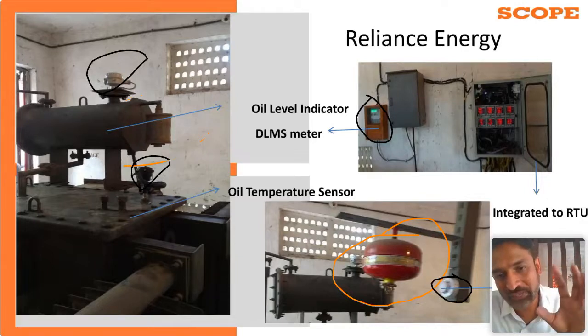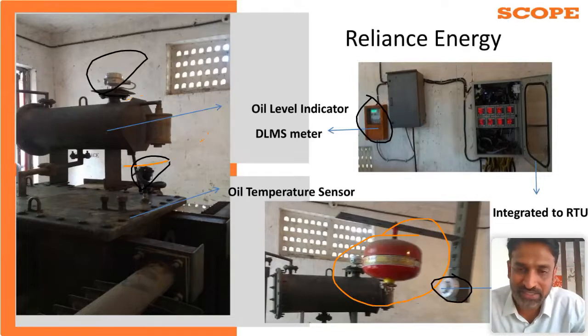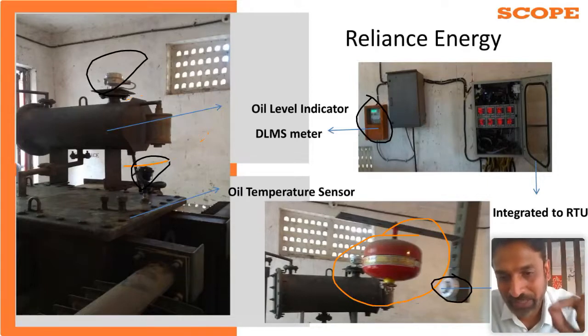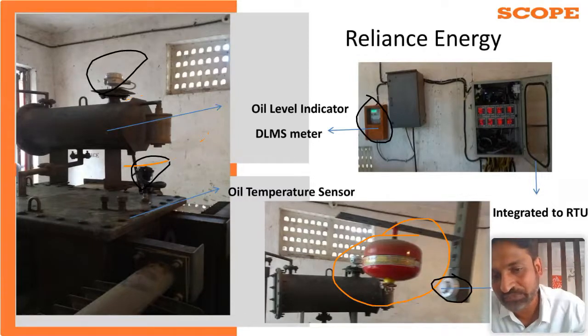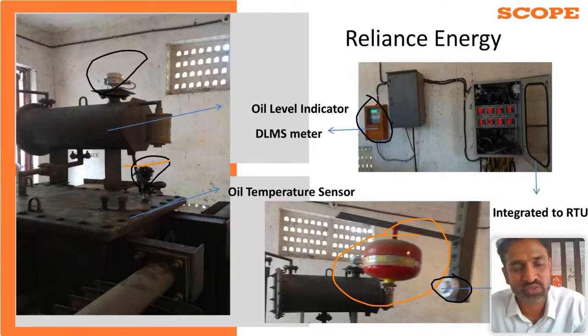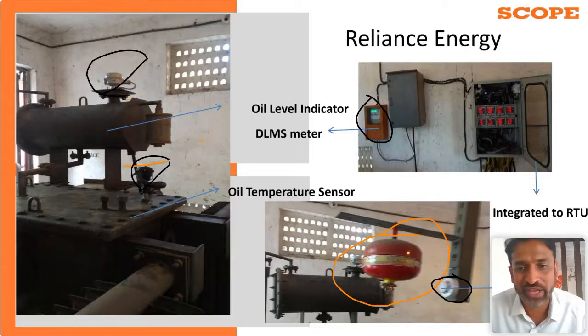Whenever that program is executed, it gives an indication to the control center, where they can understand that this particular feeder, with the R-phase, has a hook issue. Immediately they inform their nearest crew, who go there and catch the culprits. It is a very good system they adopted in Bombay. This is what we have done in Bombay for the Reliance system.